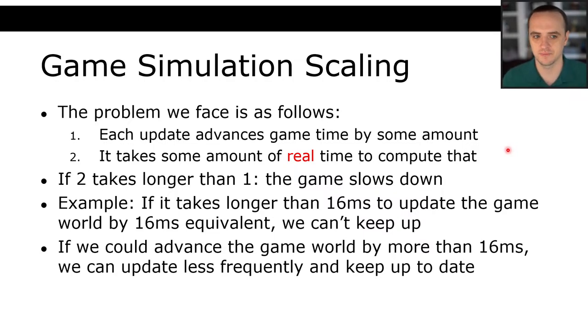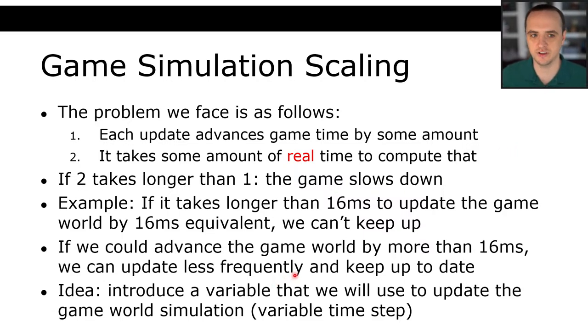So what we're going to do is introduce a variable that we will use to update the game world simulation. So that's a variable time step. And what we can do is say something like, well, if my last frame of computation took 50 milliseconds, then the next time I compute that, I'm going to update the game world by 50 milliseconds. Okay?